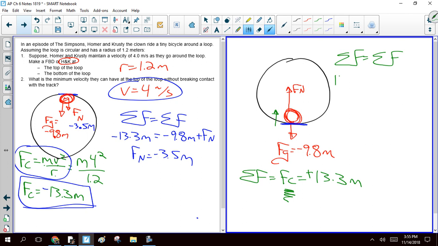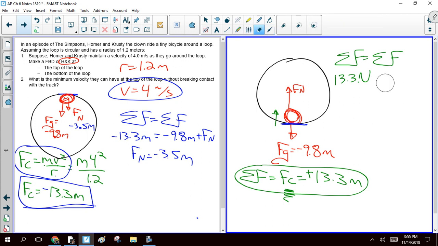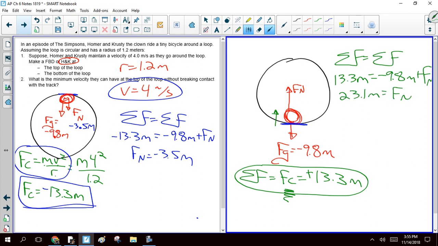let's see, we're going to get 13.3 newtons. That's our net force, right? Because of this. That's got to equal our gravity. Oops, sorry, I put newtons. It's not 13.3 newtons, it's 13.3 times the mass. All right, so that's got to equal our gravity plus the normal force. So now add 9.8 to both sides, and you get 23.1 m equals the normal force.